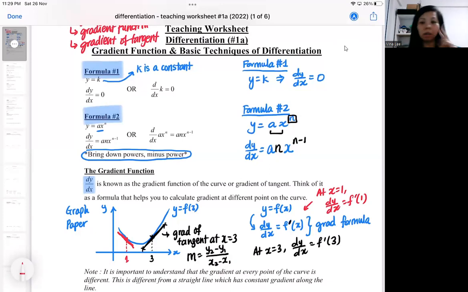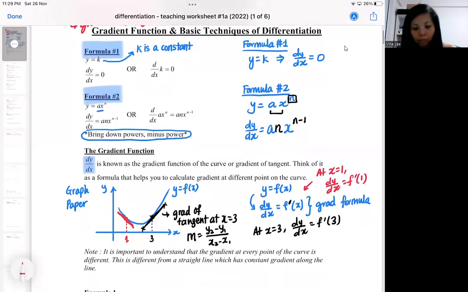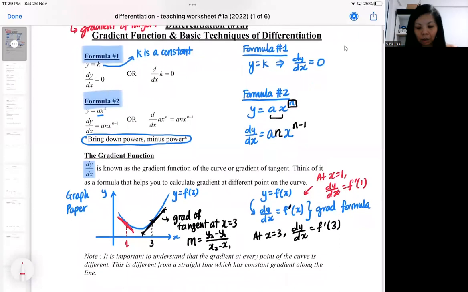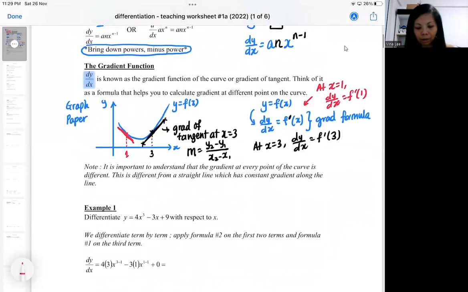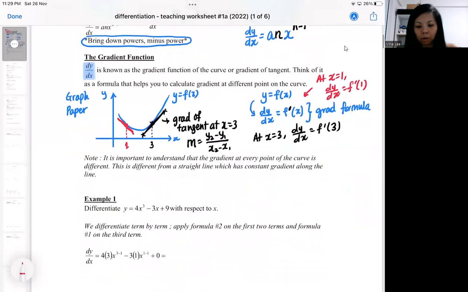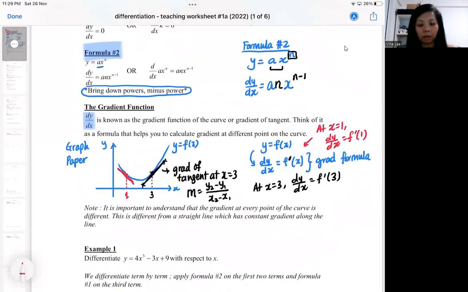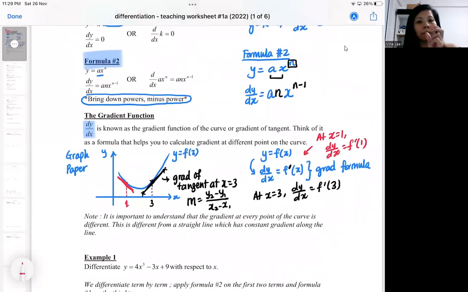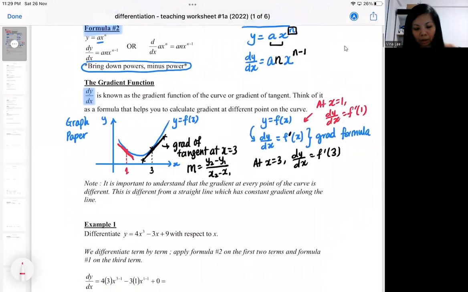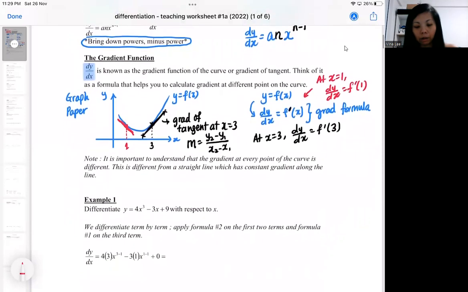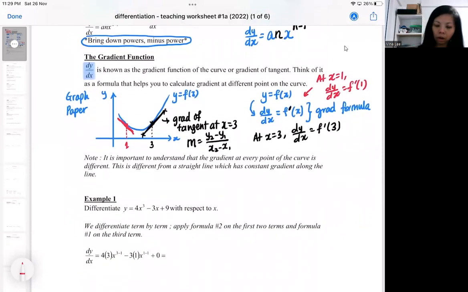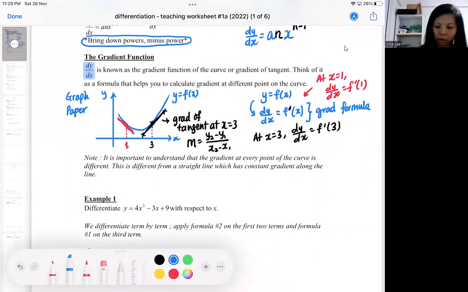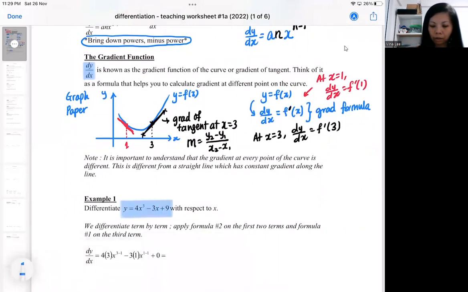Today we're going to learn two formulas. So I'm going to extend the idea to the first example first. Basically you learn two formulas right now. The first formula is meant for a number. The second formula is meant for when x is side by side with a number. Okay, so how are you going to differentiate a cubic function like this?